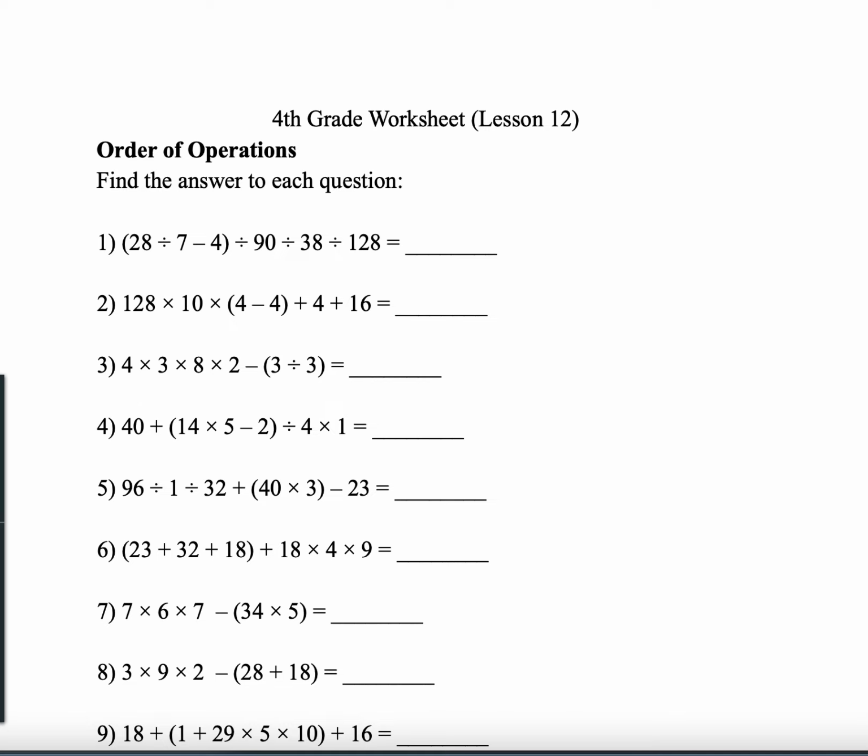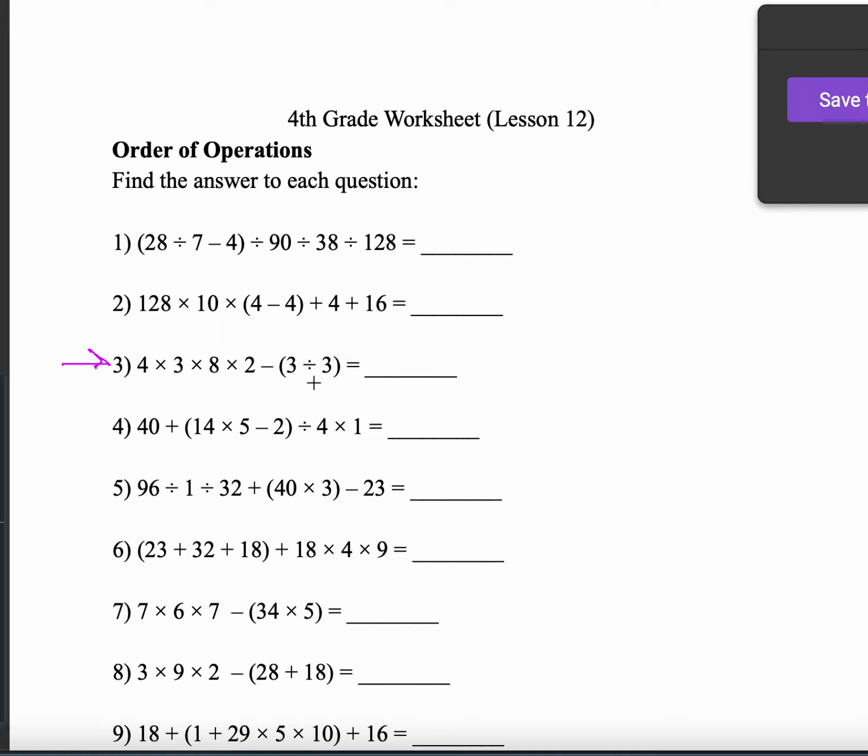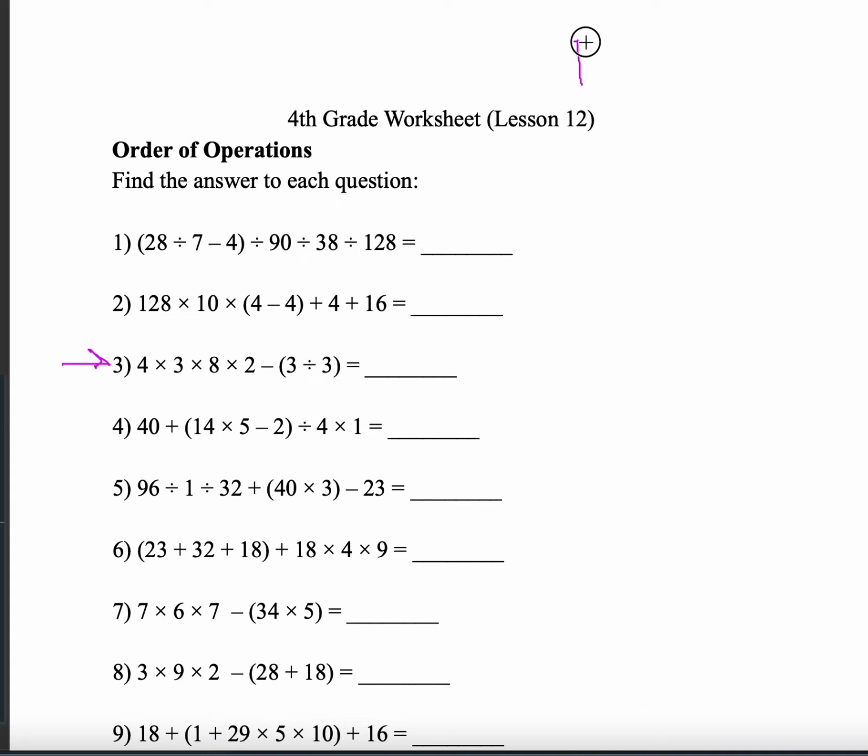Let's start with number 3. So it says 4 times 3 times 8 times 2 minus 3 divided by 3. So to do this, we always start with parentheses first. That's the first thing. We use PEMDAS.